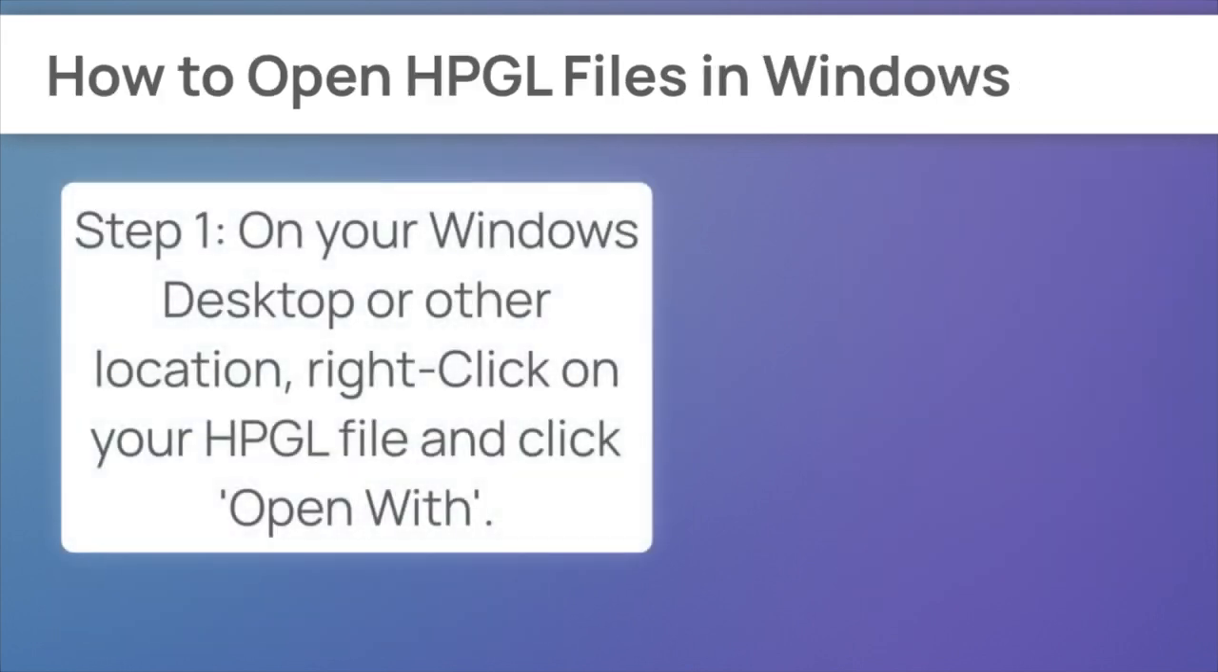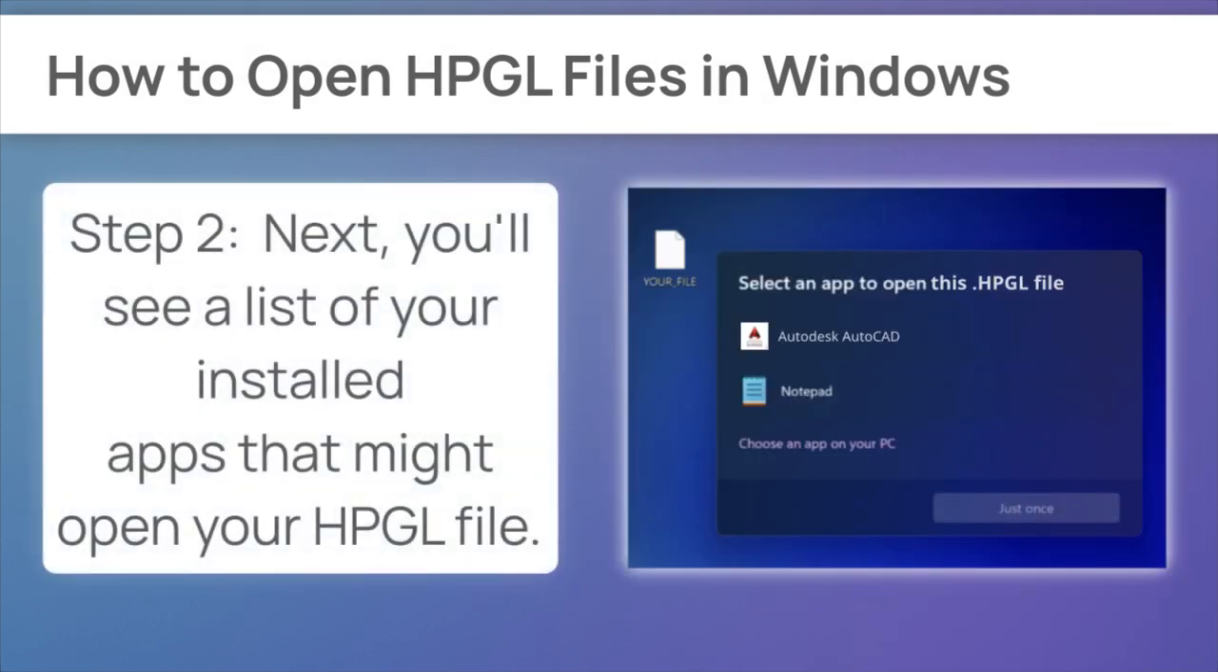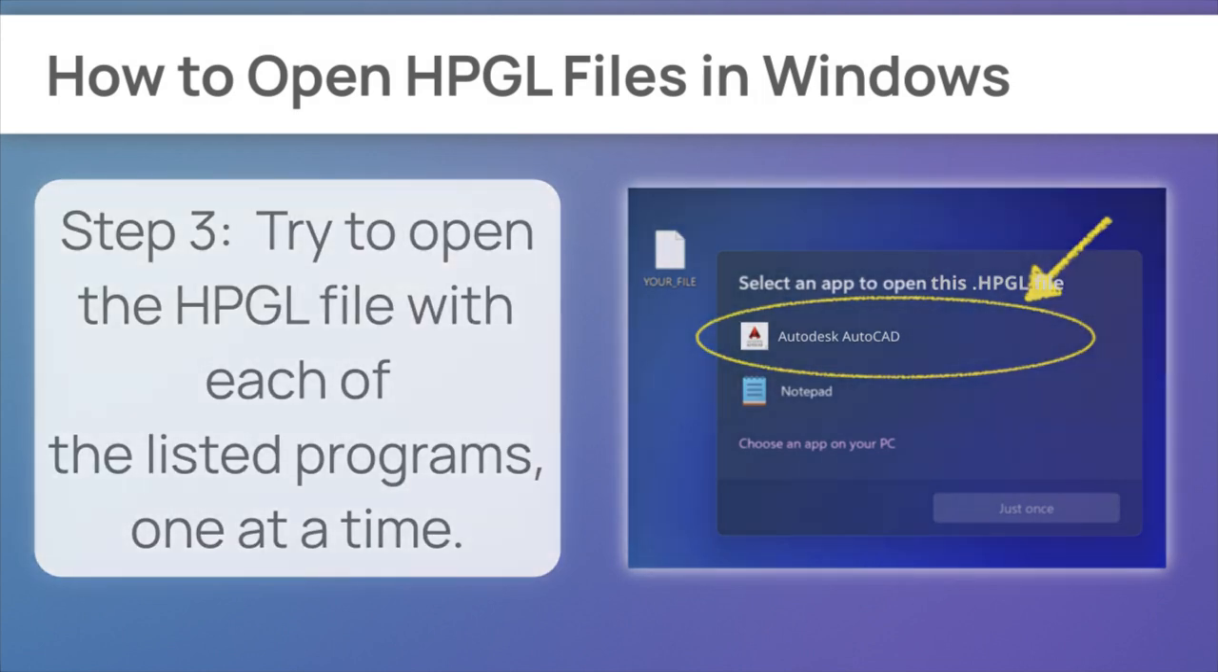To solve this stubborn file problem, right-click the HPGL file and choose Open With. If Autodesk AutoCAD is installed, test that. If not, choose another application. The solution lies in finding the right software.